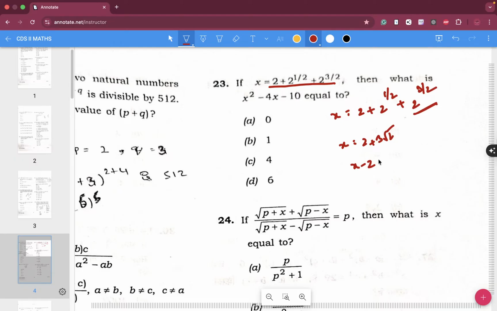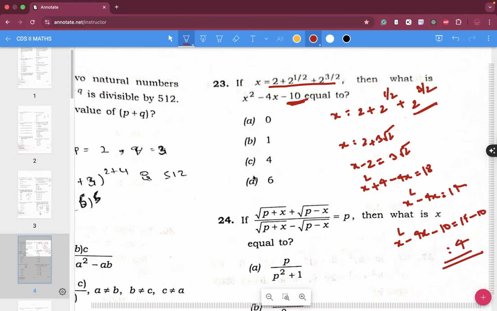So now x minus 2 is equal to 3 root 2. Squaring on both hand sides, we get x square plus 4 minus 4x is equal to 18, right? Which means x square minus 4x is equal to how much? 14. Now they want x square minus 4x minus 10, so subtracting 10 on both hand sides, x square minus 4x minus 10 is equal to 14 minus 10, which is equal to 4 simply, right? So we go ahead with C as the answer to this particular question, folks.